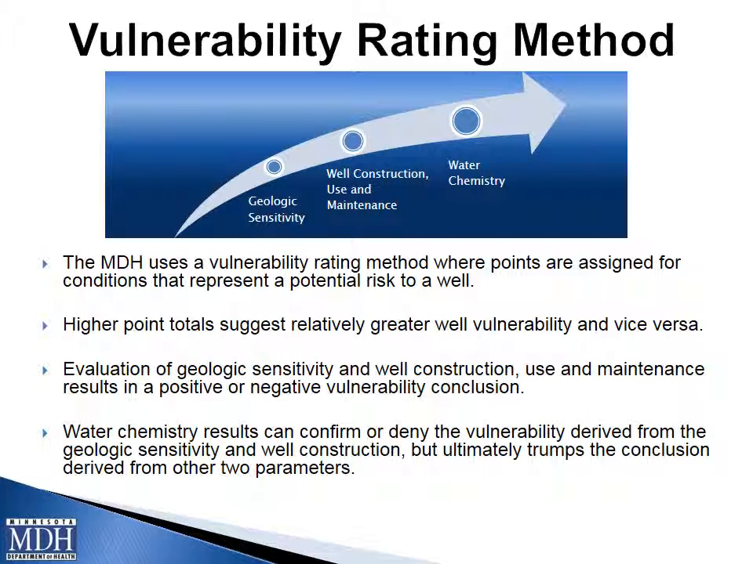Vulnerability is rated by the hydrologist during the development of Part 1 of the Wellhead Protection Plan and considers the same three important parameters: geologic sensitivity, well construction maintenance and use, and water chemistry and isotopic composition. The Minnesota Department of Health uses a vulnerability rating method where points are assigned for conditions that represent a potential risk to a well. The evaluation includes each of the three criteria previously noted where such information is available.